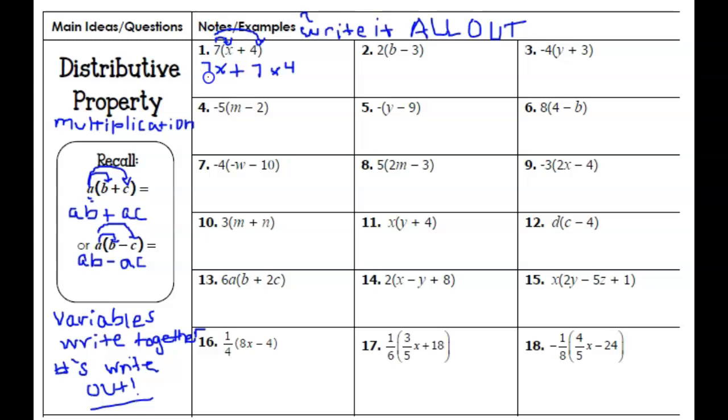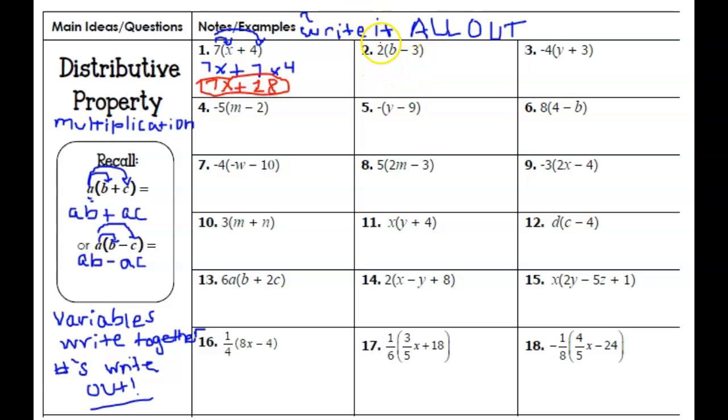Okay, so 7x will just stay the same. It'll be 7x plus 7 times 4. 7 times 4 is 28. So my answer is 7x plus 28. All right, so you're writing together the variable and the number, and you're writing out the expression. Let's look at the next one.